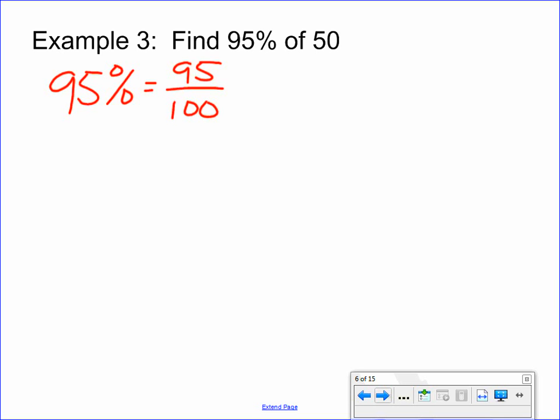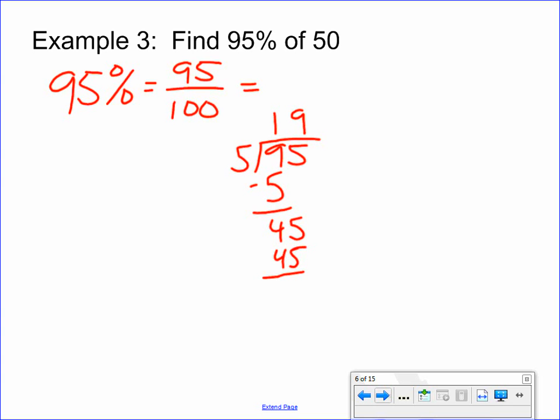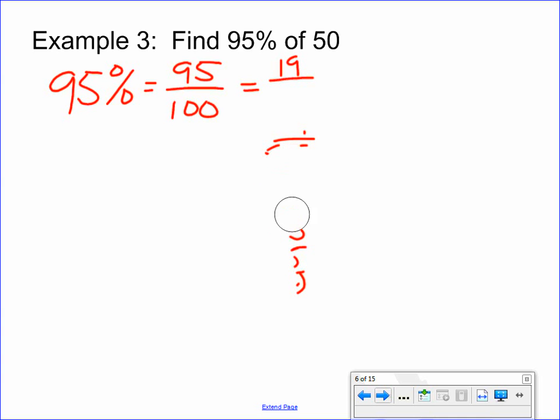So I've got a 95 and I've got a 100. So I know that I can divide them by 5. So let's start off with 95. Well, 95 divided by 5. 5 goes in one time, and 9 times 5 is 45. So all right, I know that it would be 19 over, and 100 divided by 5, that's much easier to do. That's just 20. 19 over 20.